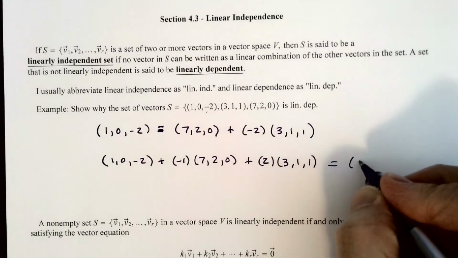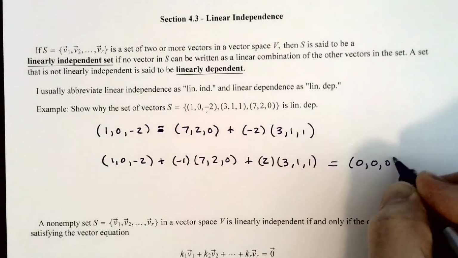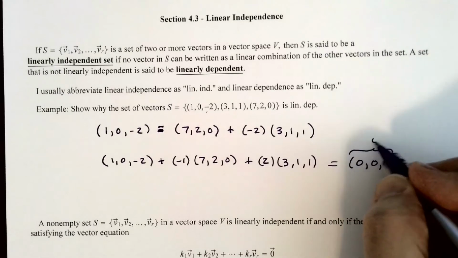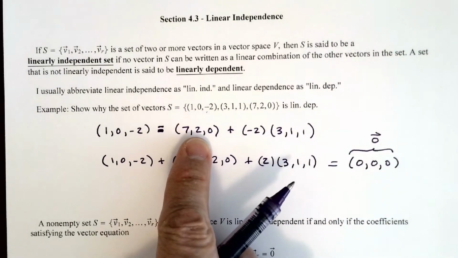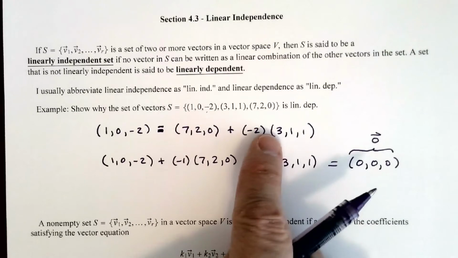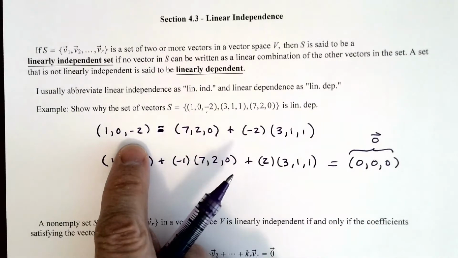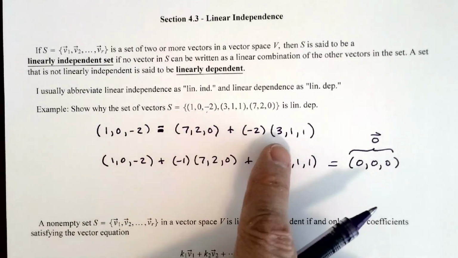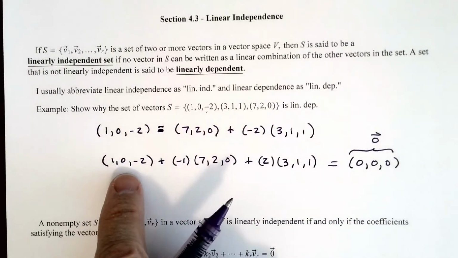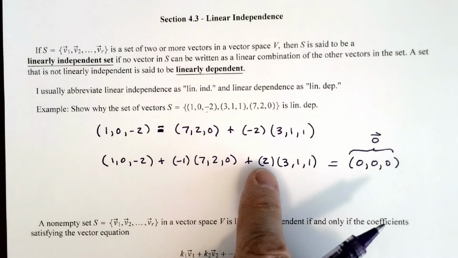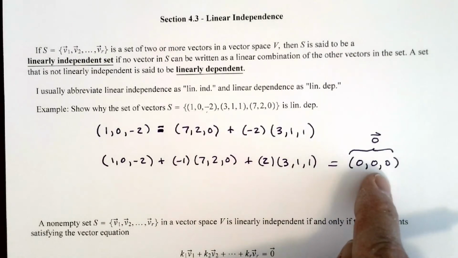It's going to be the 0 vector, right, which is 0, 0, 0. That's the 0 vector. In other words, I just subtracted this vector and added 2 times this one to both sides. So if I can write one vector as a linear combination of the others, then I can write them as a linear combination equal to the 0 vector.